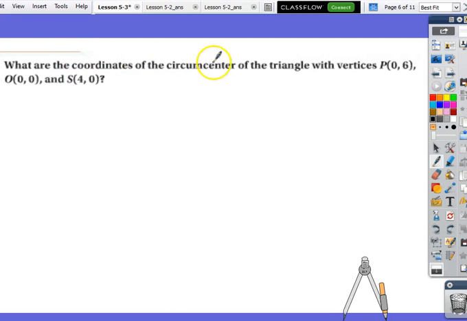What are the coordinates of the circumcenter of a triangle with vertices 0, 6, 0, 0, and 4, 0? So what I'm going to do first is I better be working with a right triangle for this to work. So I think I'm going to make a sketch of these points. I notice that they're all positive numbers, so I'm just going to make this my 0, 0 point.